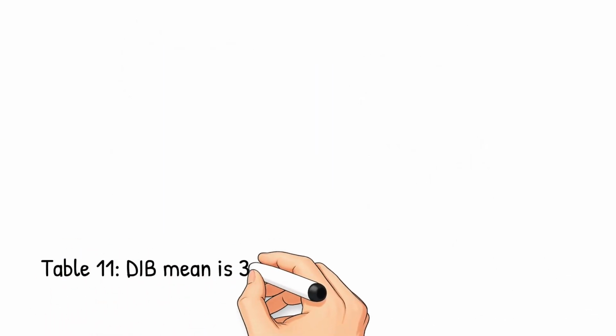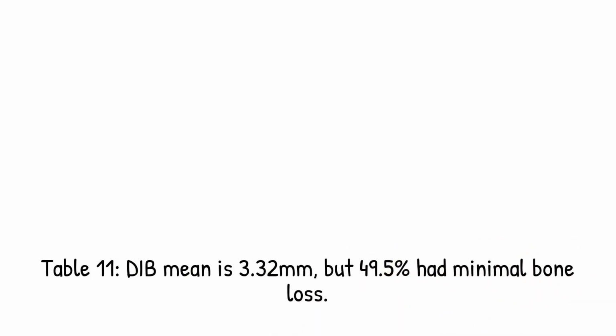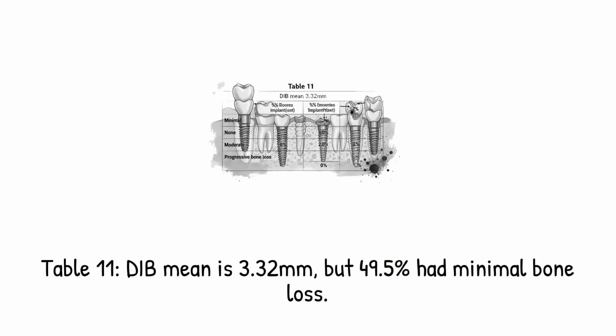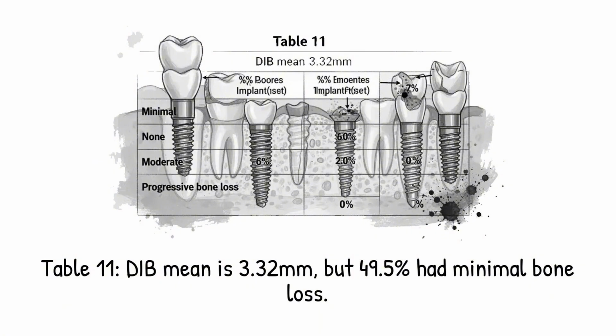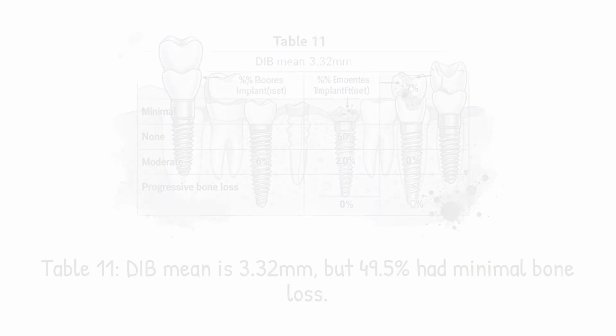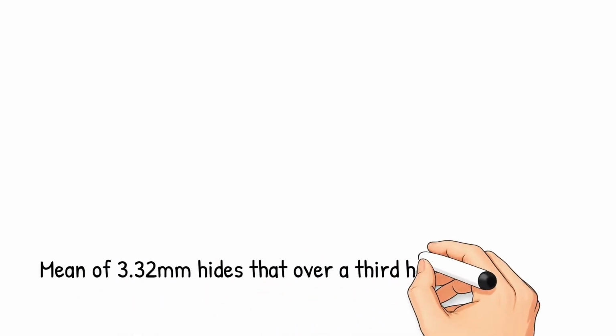Table 11 shows the DIB mean is 3.32 millimeters, but implants, 49.5%, had minimal bone loss. 57 implants, 11.3%, had no bone loss or even bone gain, but 176 implants, 34.9%, had moderate bone loss, and 22 implants, 4.4%, crossed into what the authors explicitly call progressive bone loss, the same threshold linked to the documented peri-implantitis cases. The mean of 3.32 millimeters sounds reassuring.